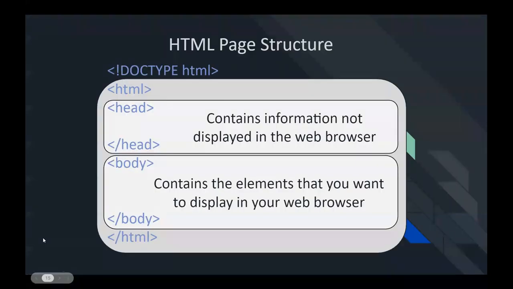All right, here's our basic HTML structure, right? We have our doctype. This lets the browser know that this is HTML5. We have HTML, see the start and the end tag here. Then we have our head tag and our body tag. And in the body tag is where we put all the stuff that we plan to show to the users.